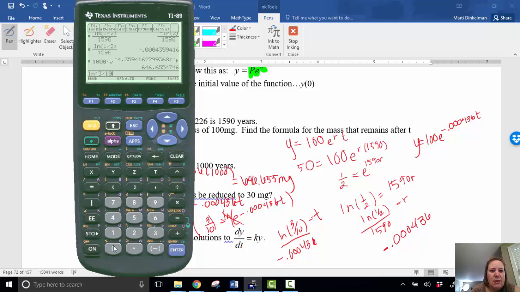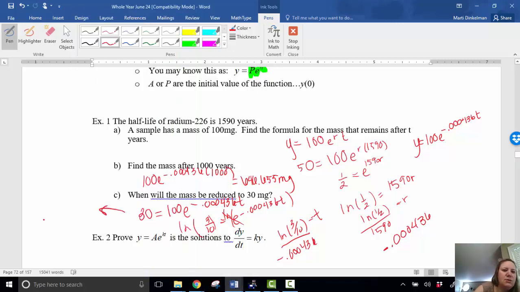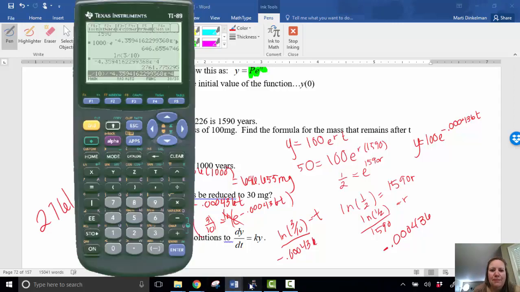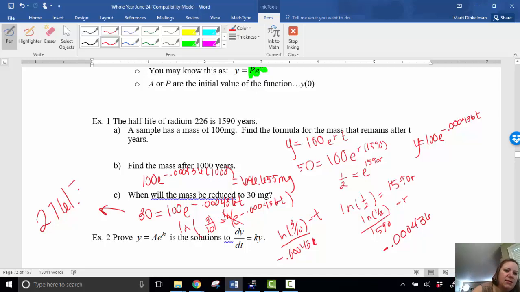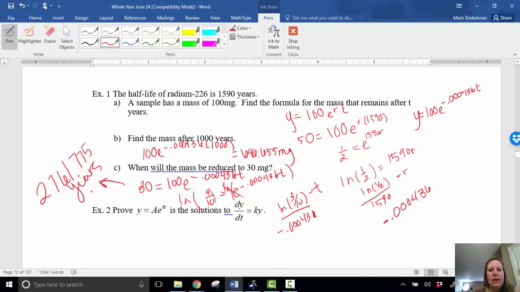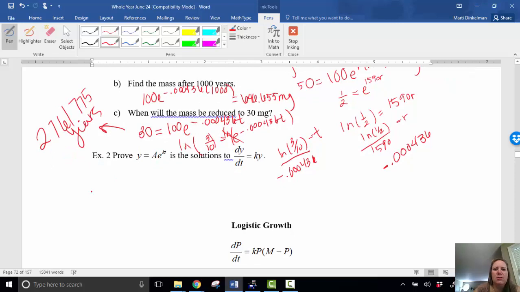So natural log of 3/10 divided by, and I'll go back up and grab that. It looks like 2,761. I'm not going to remember all that. So this one is 2,761.55 something. 775. Just kidding. 775 years. Okay, so there are the exponential problems that we normally do.